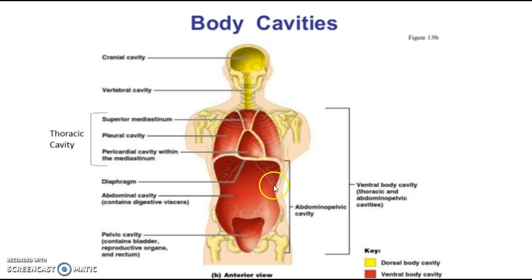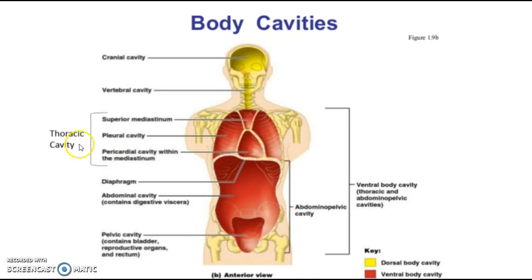Beneath our chest, in our stomach region, we have what is known as the abdominopelvic cavity. As the name implies, it is a combination of the abdominal cavity as well as the pelvic cavity. You can see our abdominal cavity is more of our tummy region, and our pelvic cavity is much lower. We can see our hip bones on either side there.